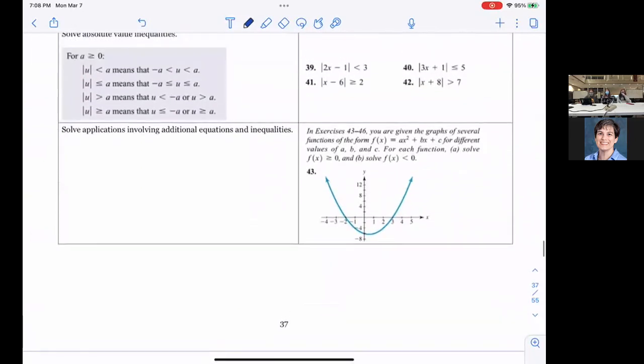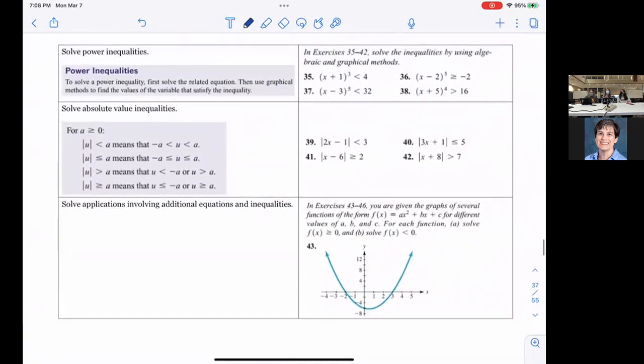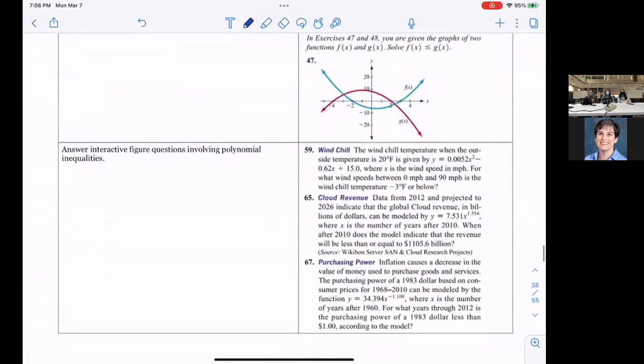I do want to say though, that remember when you're solving for inequalities, if you divide or multiply by a negative, flip the sign. Okay? If you divide or multiply by a negative, flip the sign in inequalities, not regular equations, but in inequalities. Okay. All right. So let's keep going.